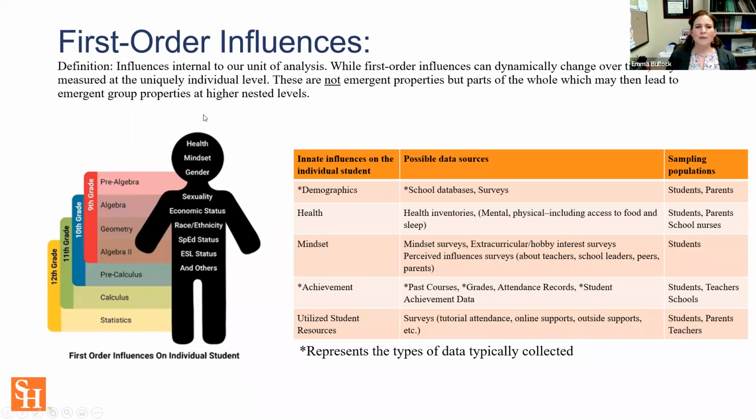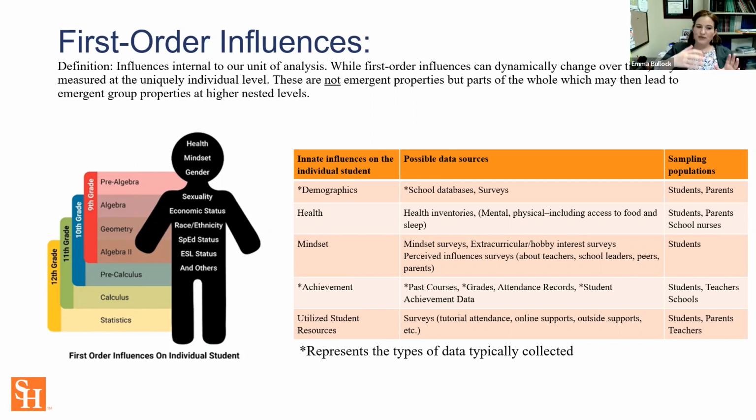Okay. But as you can see, some first order influences on an individual student could include their health, their mindset, gender, sexuality, economic status, race, ethnicity, special education status, English as a second language status, all the normal things, lots of other things. Also, since we're talking about mathematics, what class are they in? What grade are they in? And sometimes those classes, like Algebra 2, could have 9th graders, 10th graders, 11th graders, 12th graders, all in one class, right?